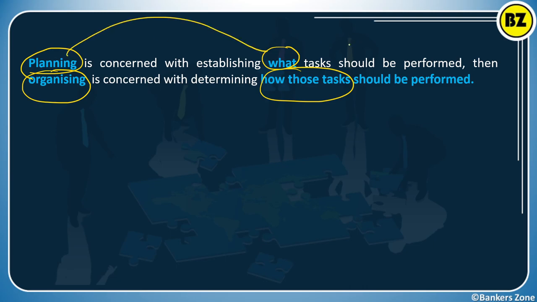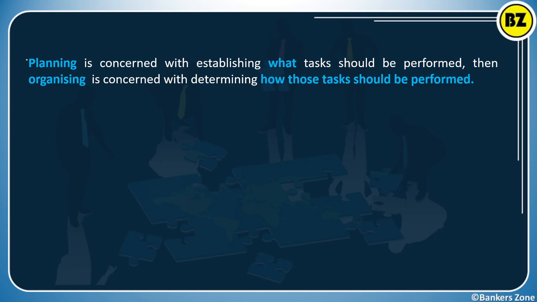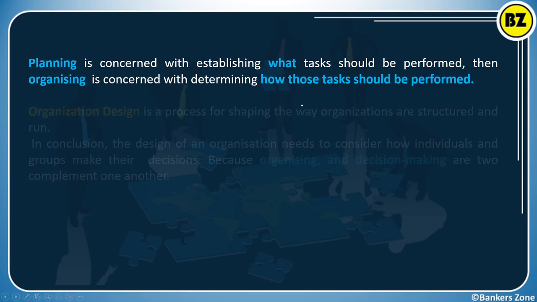For example, you make the plan: on the weekend I will go to the hill station. This is your plan. That means what to do on the weekend. Organizing means how to do. So for achieving that plan, what do you do? You will arrange one cab, you will book one cab, you will pack your luggage in the bag. Okay, so this is how you should do that task, right? So planning is basically what to do, and organizing means how to do, right? So this is the basic difference between planning and organizing.